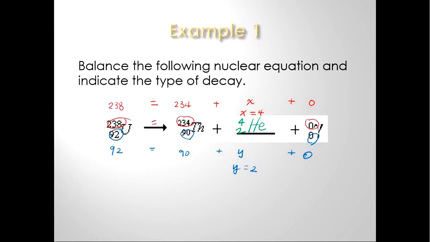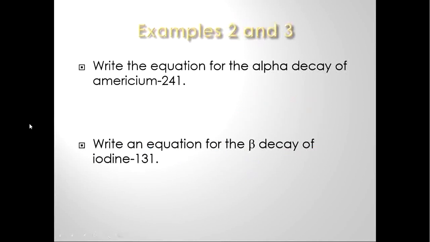Let's take a look at another example. Write the equation for the alpha decay of americium-241. So we need to actually find americium on our periodic table, and americium is number 95. Americium-241, number 95, and it goes through alpha decay. So alpha decay is on the right side of our arrow where the product side is. And alpha is again represented by 4,2 helium. And then we would do the same steps as what we did in the previous problem.